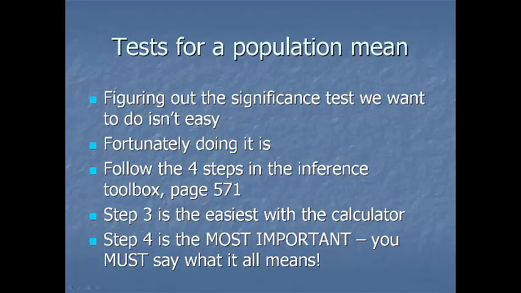We're going to follow the 4 steps in the inference toolbox. Step 3 is the easiest with the calculator, and we'll get to that. Last time I had you calculate it by hand using the z-scores and finding it on your table. Step 4 is the most important. You must say what it all means. You must have context from the problem. And I said that when you are setting up your criteria in step 2, if you're very clear in that, it will help you in step 4.